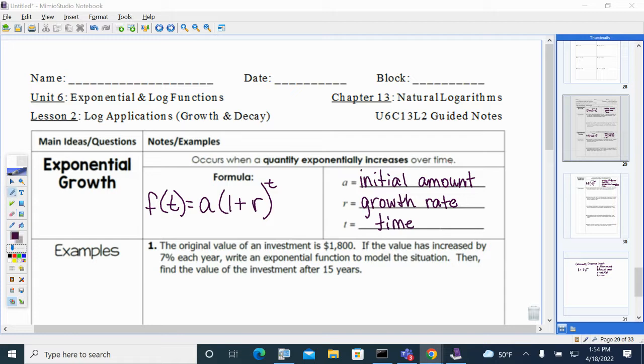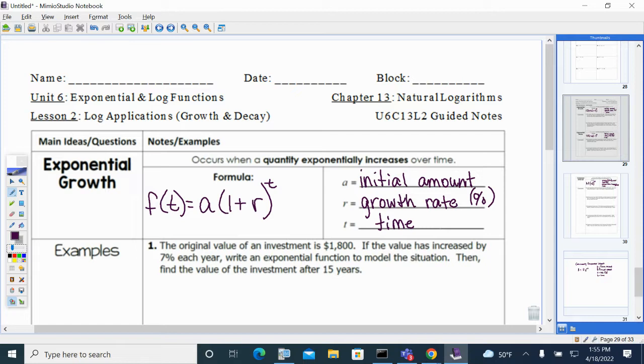And there's a formula here that's given to you. F of t is equal to a times 1 plus r, and then that's raised to the t power. And each of the letters is explained to the right. So the a represents the initial amount or the beginning amount. Then you have 1 plus, and it's plus because it's growth. R is the growth rate, so that would be your percentage. And we'll talk more about percentages as we get into the examples. And then the t is going to represent time.